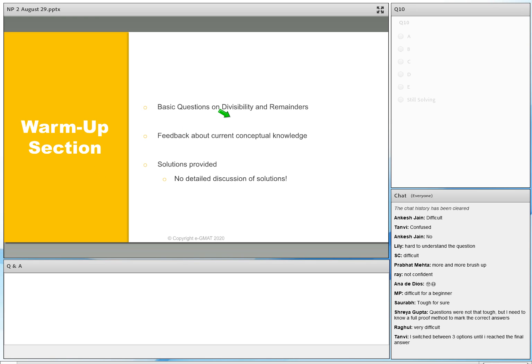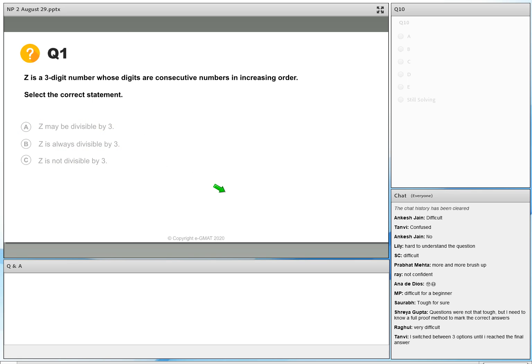So in the warm-up section, I'll have some basic questions on divisibility and remainders. So we'll start building all of this from the root level. We'll start building from the conceptual stage, and gradually I'll take you to the same three questions that you saw. You'll get feedback about what your current conceptual understanding is. So every question that you get wrong here in the warm-up section will tell you a conceptual gap that you have. So that'll be the first thing you will fix after the session. Okay, solutions, of course, you'll see all solutions here.